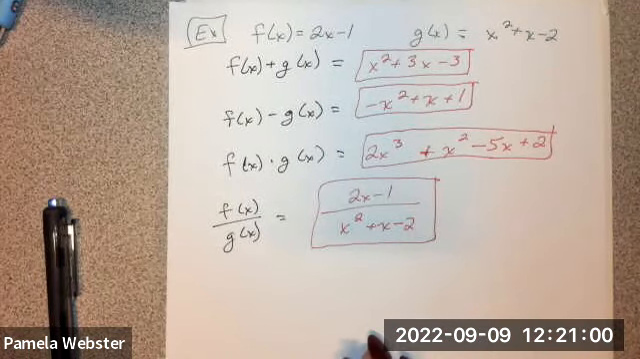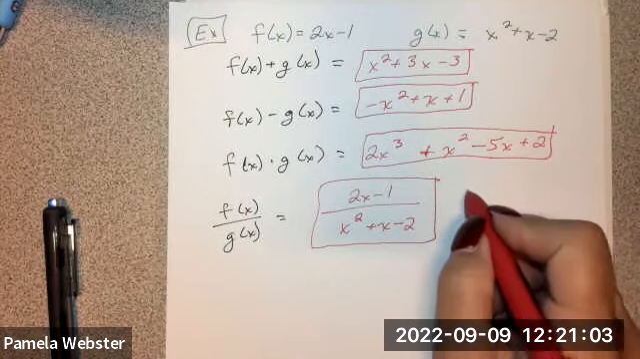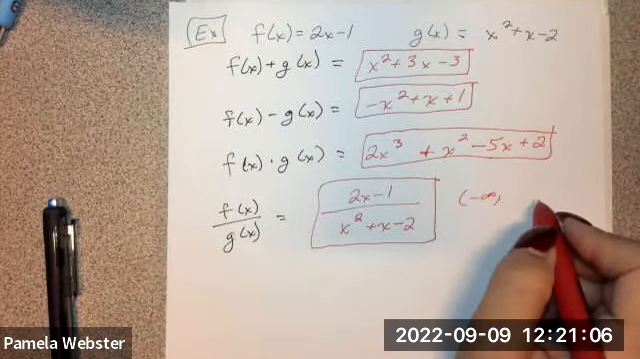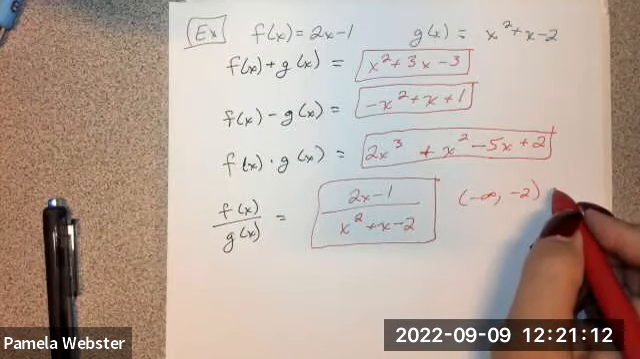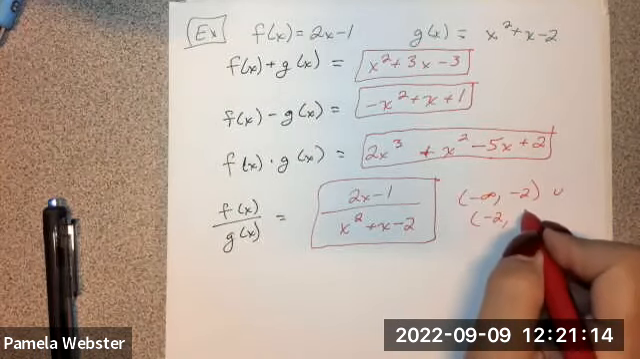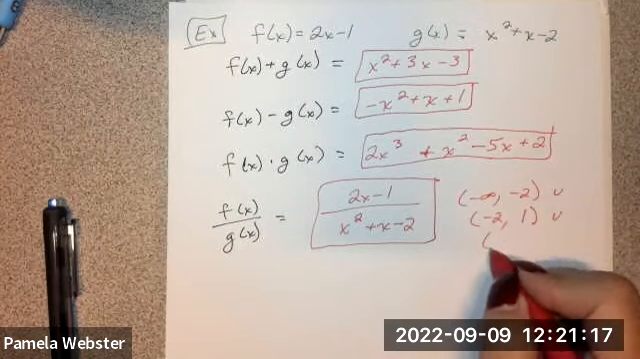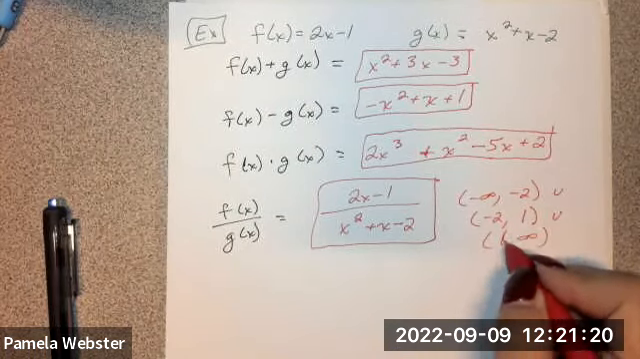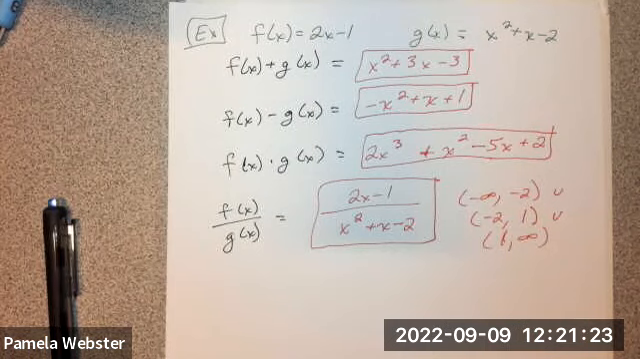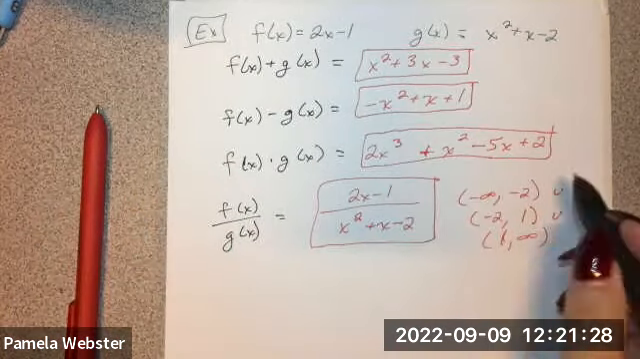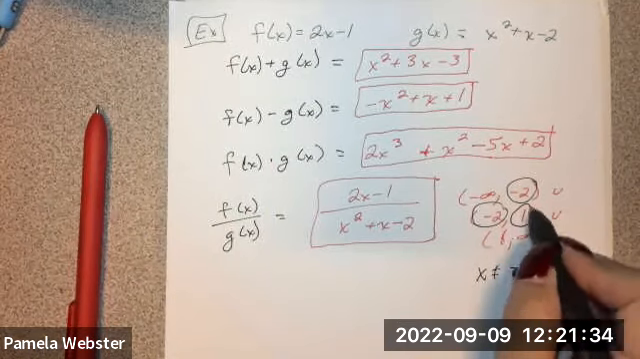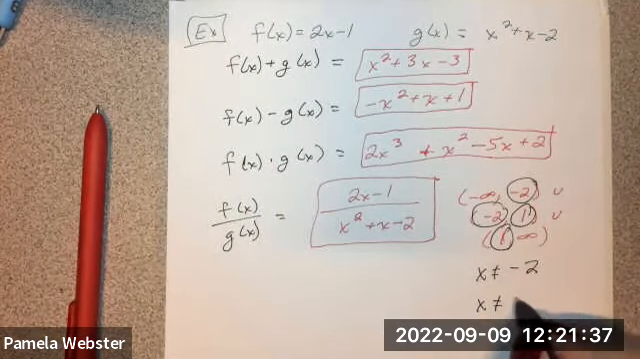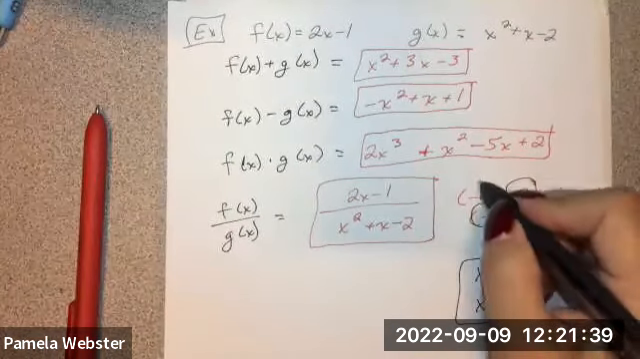But then they go through and they look at the domain and they say the domain goes from negative infinity to negative 2, or negative 2 to 1, or 1 to infinity. So I actually want to look at that one and make sure we're all good with that. What this is telling me is there's a bad spot here at the negative 2, right? So x can't be negative 2. And there's another bad spot here at x equals 1. So x can't be 1. So that's what they're telling me about my domain.